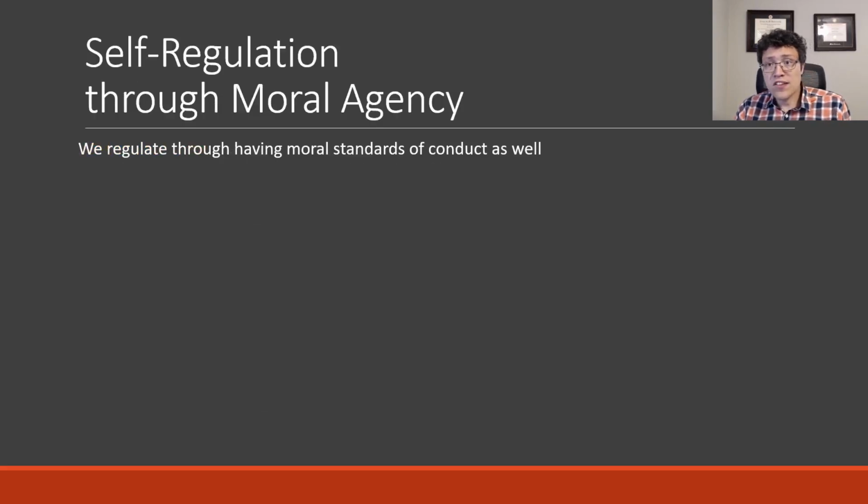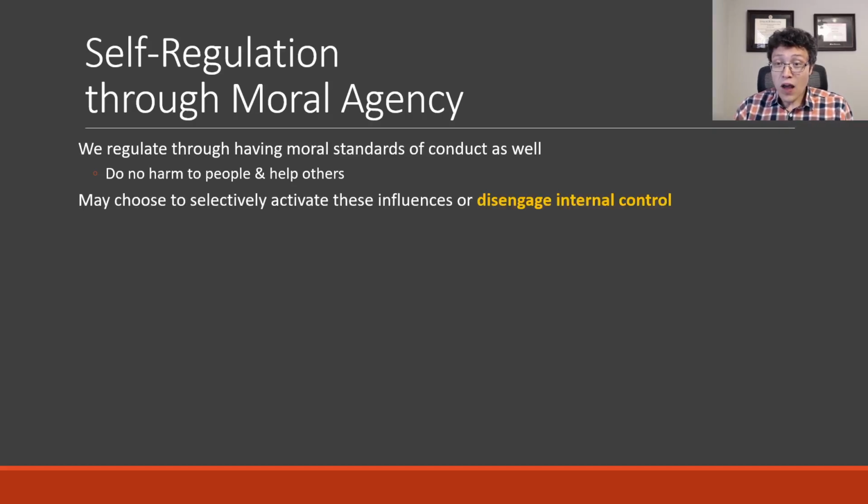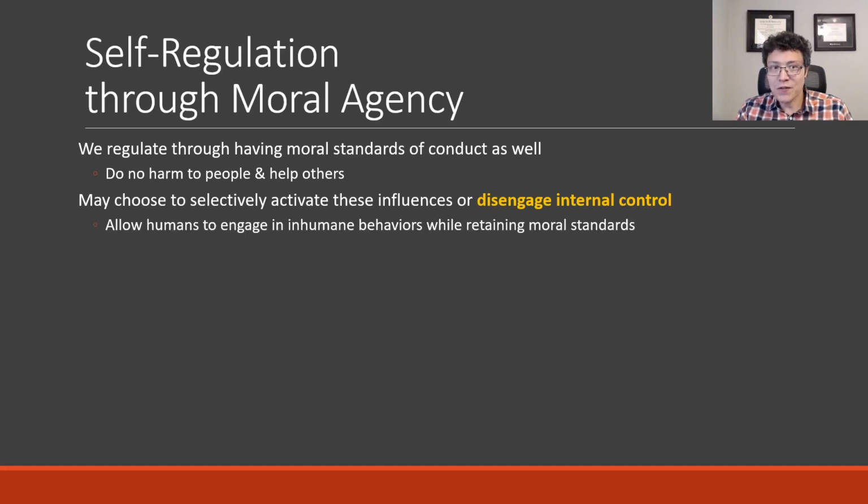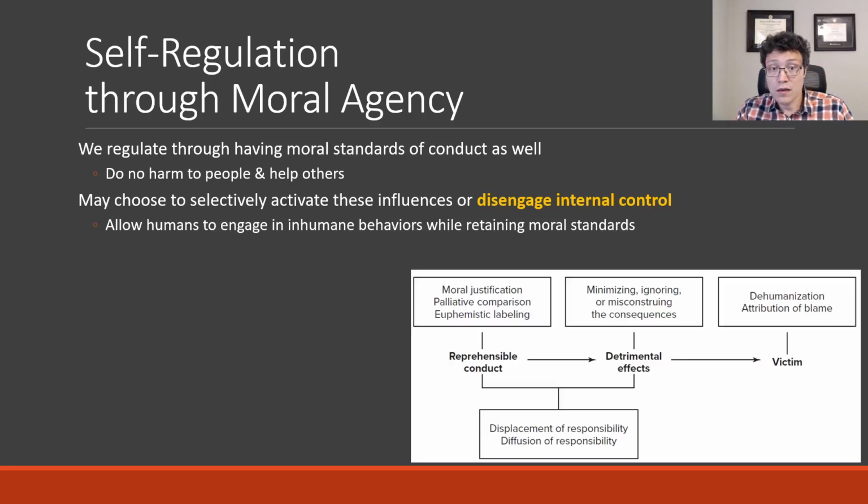And with that comes this idea of how we can self-regulate. So what happens when we're feeling negative about something? Well, we can decide how we want to act, right? Do we want to hurt people or do we want to help people? So sometimes we might selectively choose to look the other way, disengage that internal control, hide the fact that we're not going to do this, right? So this would be a way that we can allow ourselves to engage in unfair, inhuman behaviors, but still say that we're a good person, right?